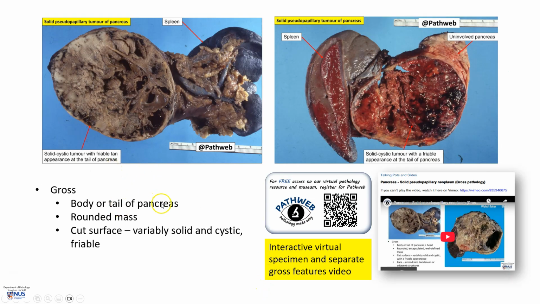Grossly, the tumors are often located in the body or tail of the pancreas as a well-circumscribed, rounded mass, and the cut surface, and you can see in these two different examples, have variably solid and cystic loose areas. Sometimes they can appear very friable, as if there are bits of tissue that are falling out.